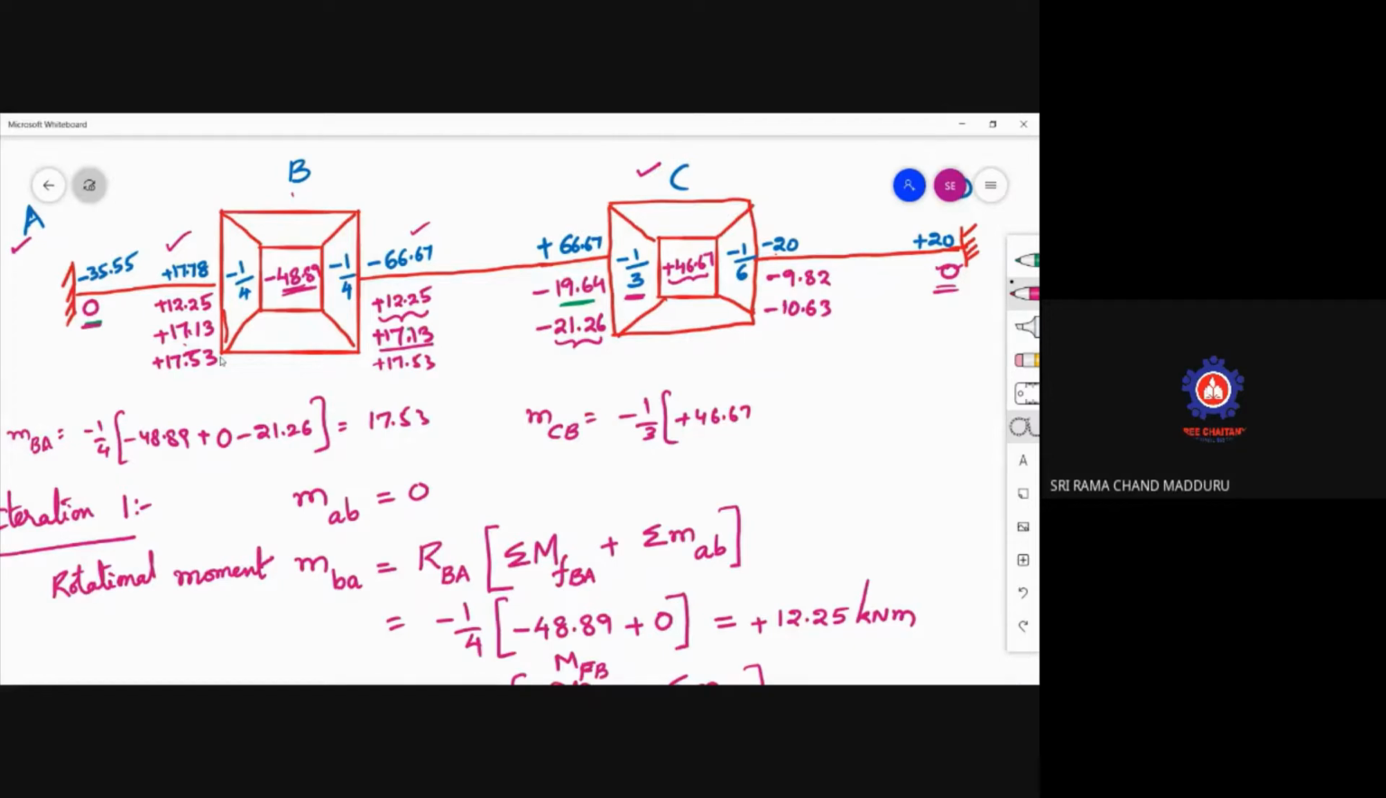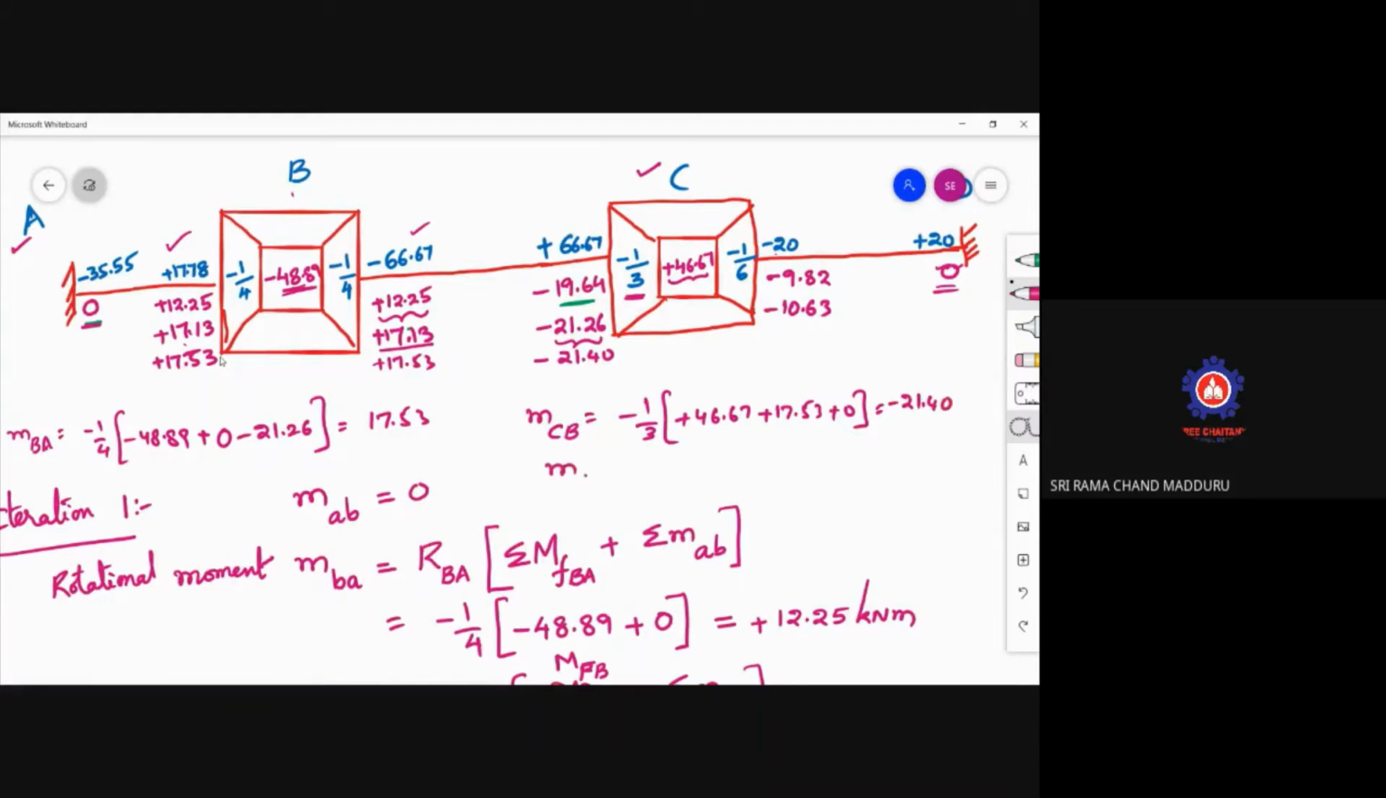So for this point, what are the far ends? Plus 17.53 plus 0, minus, what is the value? 21.4. 21.40. So this is minus 21.40.